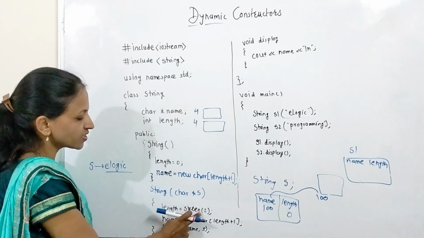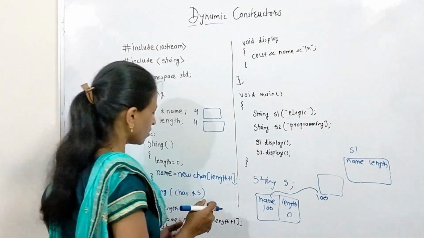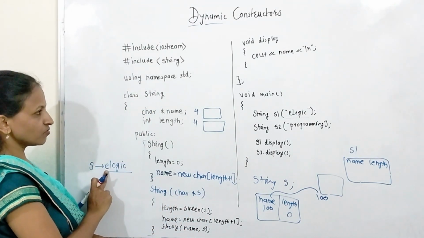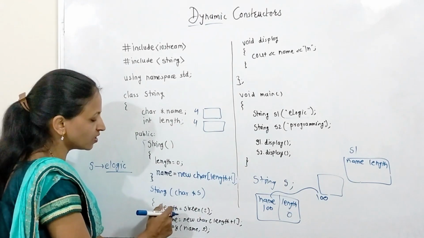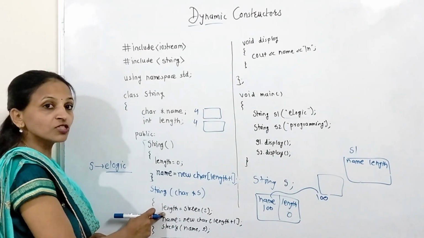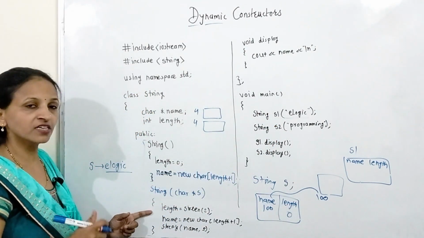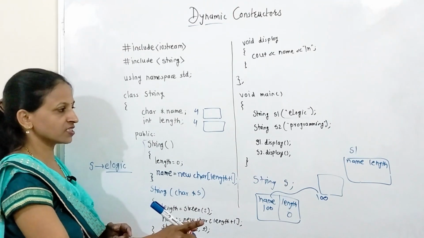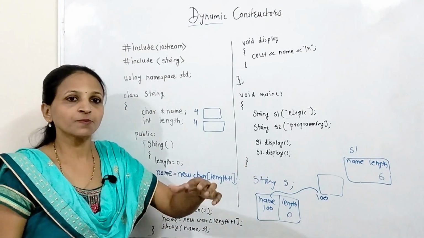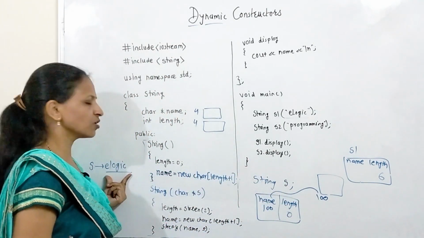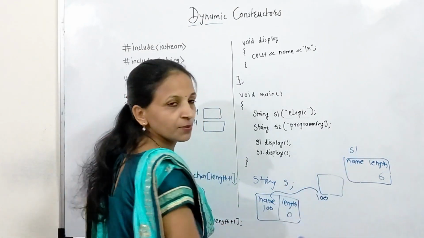Now it will calculate the length of that string and store it inside the length variable. Simple. It will count 1 2 3 4 5 6 characters, so 6 will be returned and that will get stored inside length. Whose length? The calling object. Here S1 we are creating, S1 will call, and S1 dot length will get set to 6. Now see, we have to allocate space dynamically for storing this eLogic string, and its address we have to store inside this name pointer.